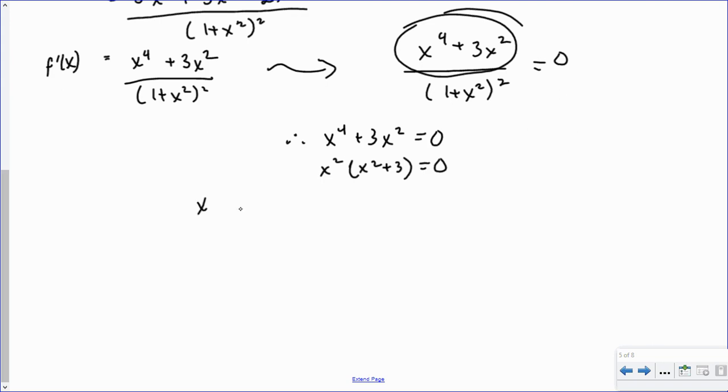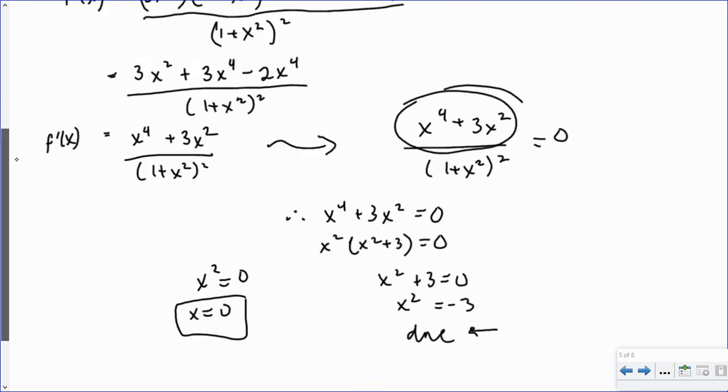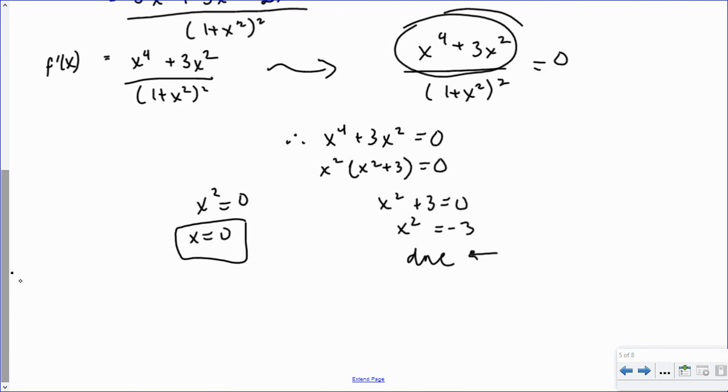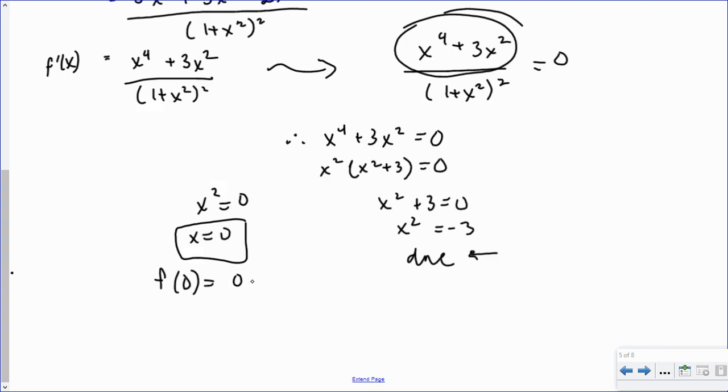So I'm interested in x squared equals 0, or x squared plus 3 equals 0. x squared equals negative 3. This doesn't exist. There's no solution here. But here's our point. If I find the points on the graph where the tangent line is horizontal, the tangent line is horizontal at x equals 0, and I should actually find it as a point here. And I think that original function was x to the power 3.